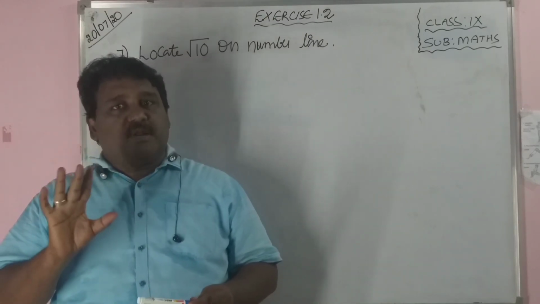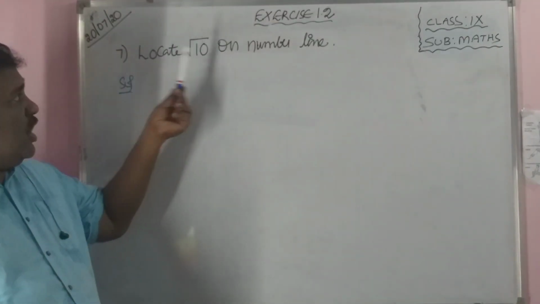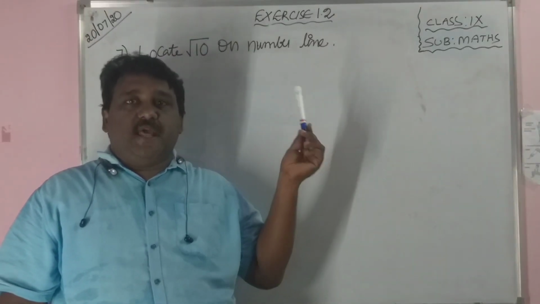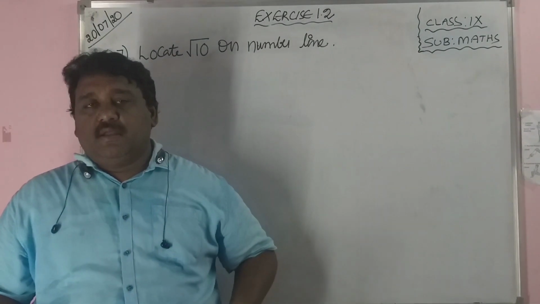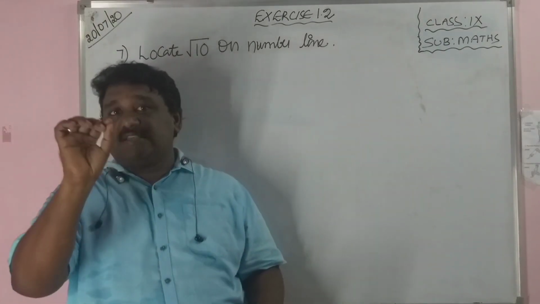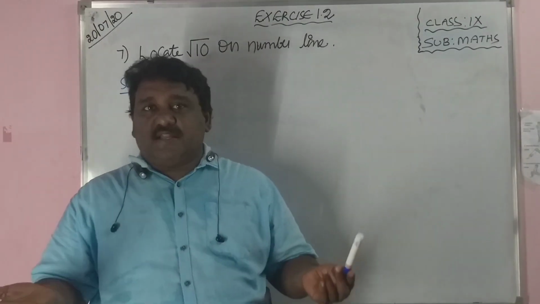Write down problem number 7. What is problem number 7? Locate root 10 on the number line. Write the problem first. Locate root 10 on the number line. You know what is root 10? Root 10 is an irrational number.